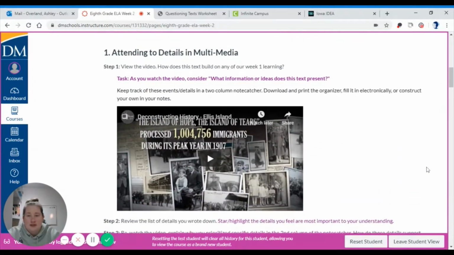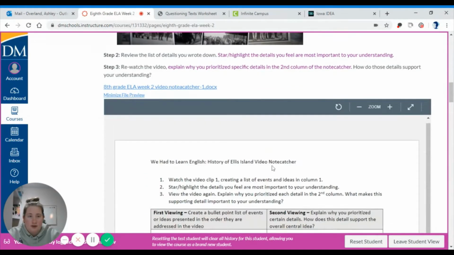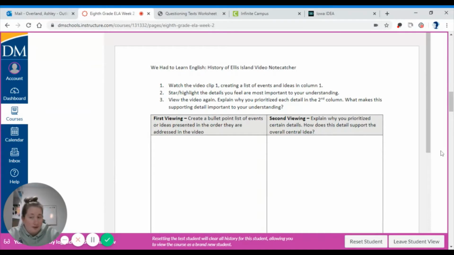So this first section, you're going to watch this video here. It is from, I believe, History Channel, and it's basically a digital infographic brought to you through a video. The first time you're going to watch this, you're going to use the graphic organizer they give you down below it. You don't have to print this out. You can honestly just make a T-chart on a piece of paper. So you'll draw a line down the middle of your paper. One side will be first viewing, the other side will be second viewing.